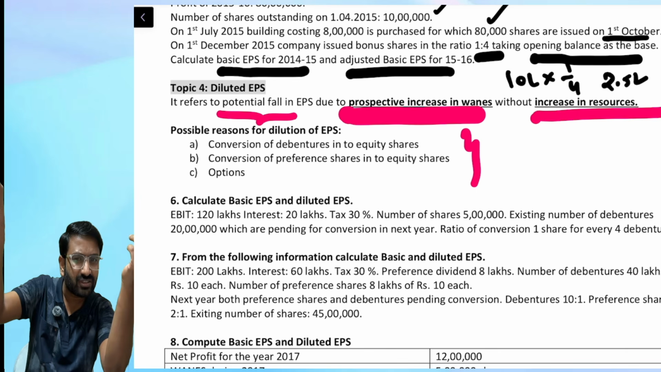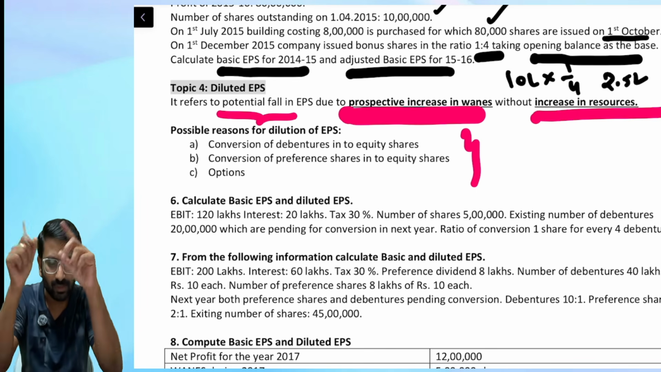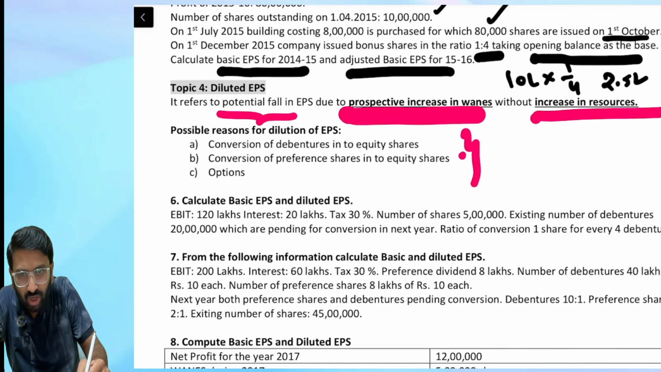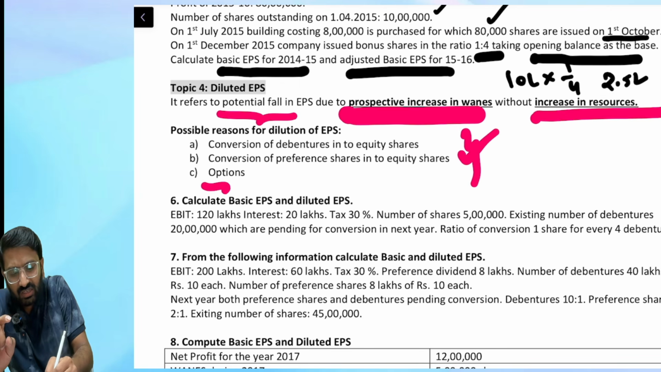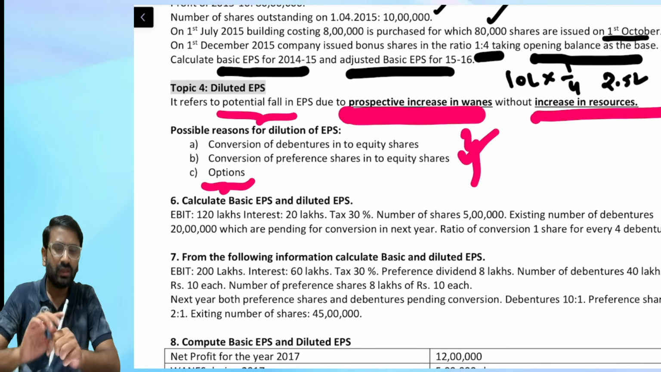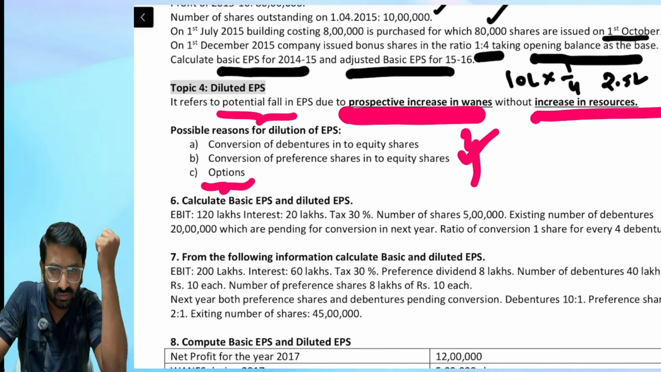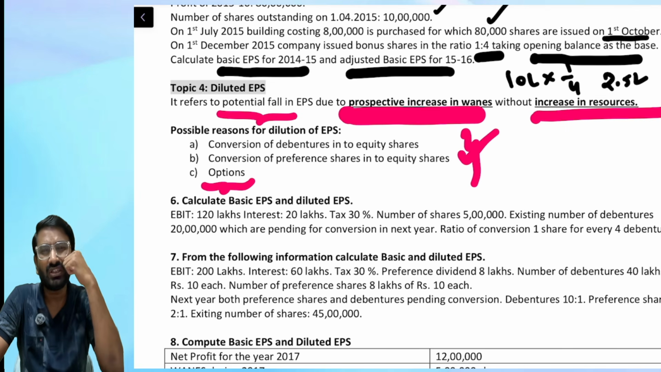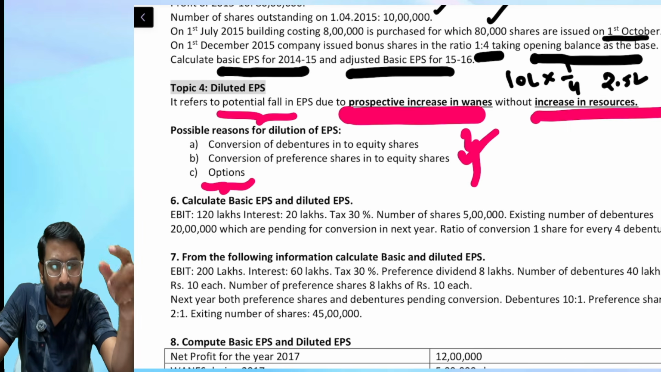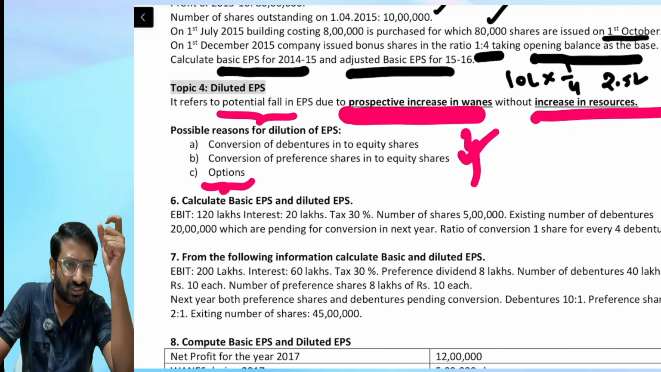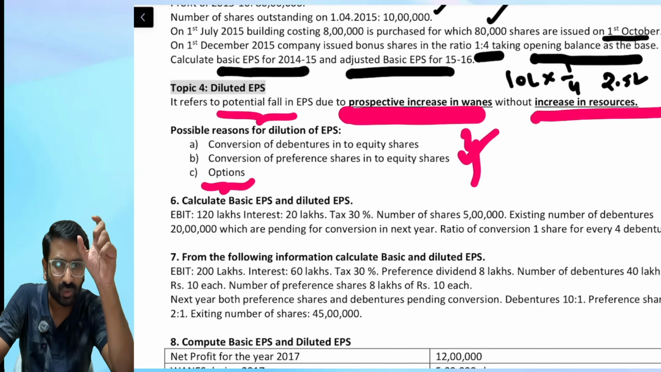So your numerator remains same, denominator goes up. So what will happen to the EPS? EPS will fall. That is one example. There is one more possibility, conversion of preference shares into equity shares. And finally, this can also be due to options. So we'll be focusing mainly on three reasons: either conversion of debentures, conversion of preference share, or options. Now, what is the meaning of option? See, an option is like you are giving an option to the employees of the company to purchase shares at a price lower than the fair market value. Okay, that is what is called as option.